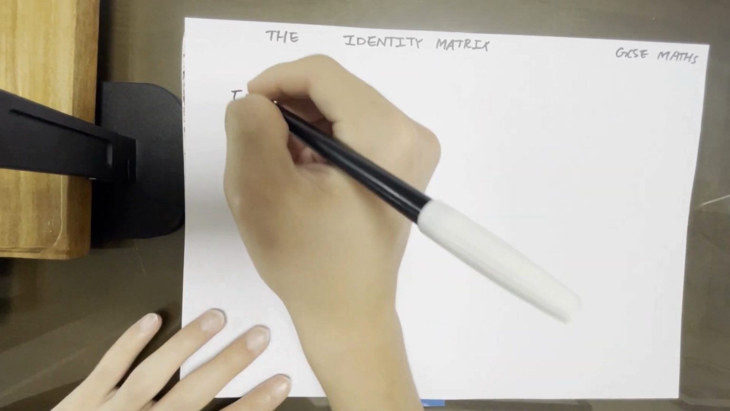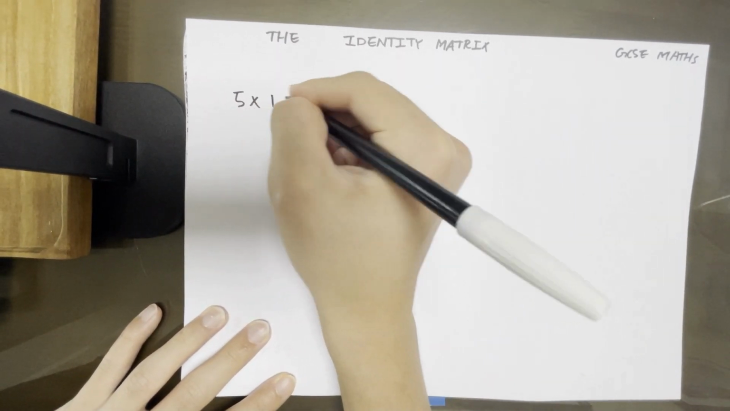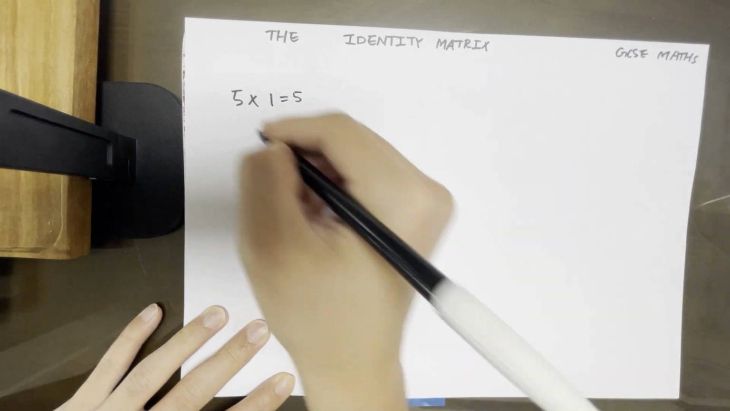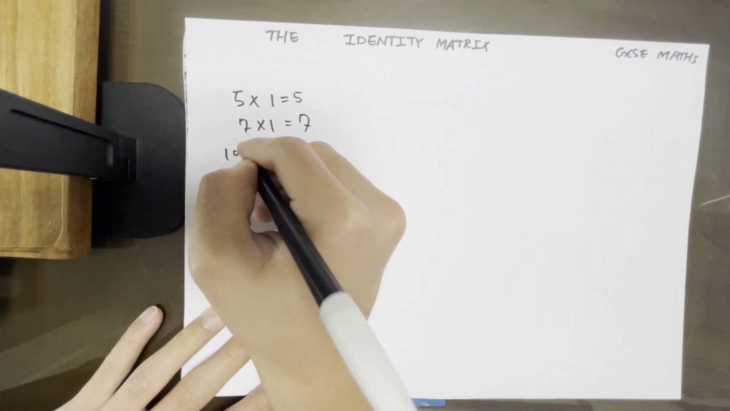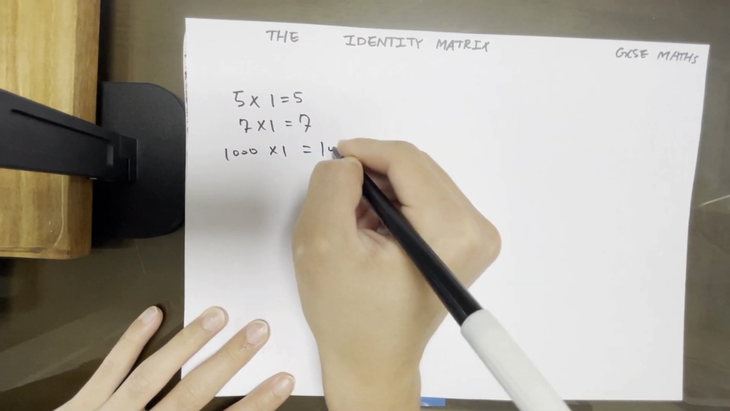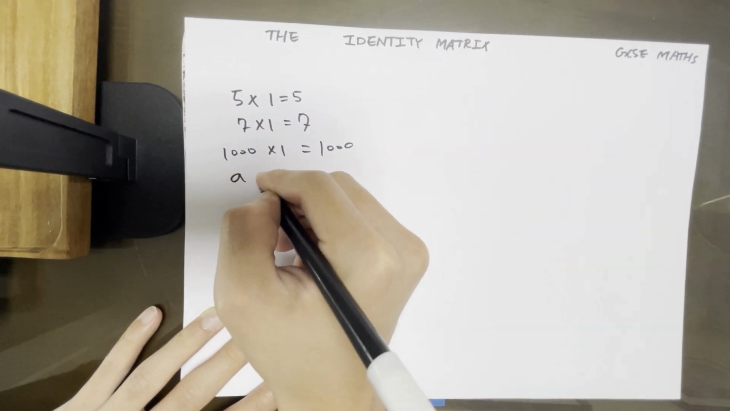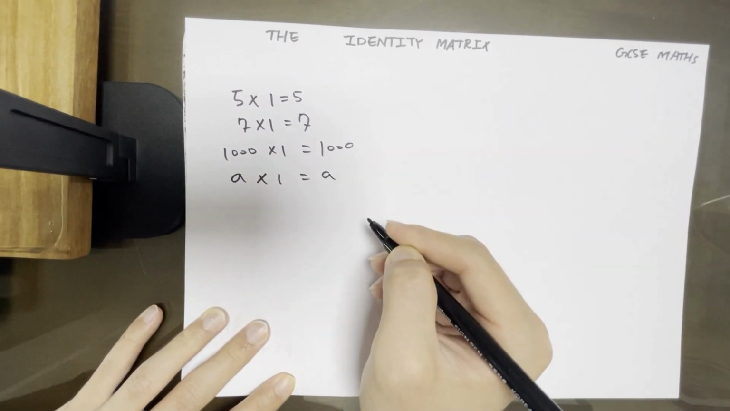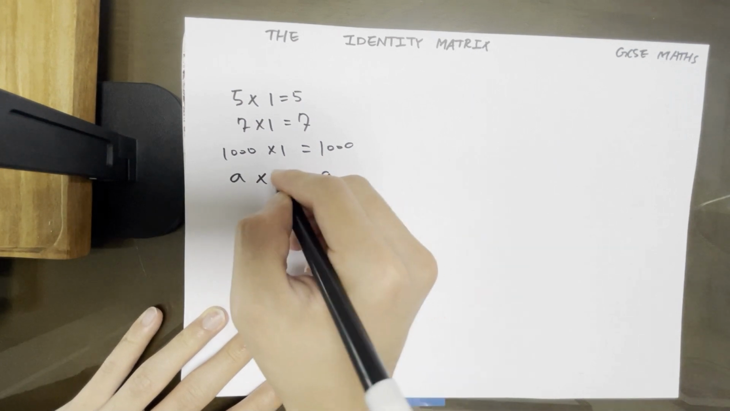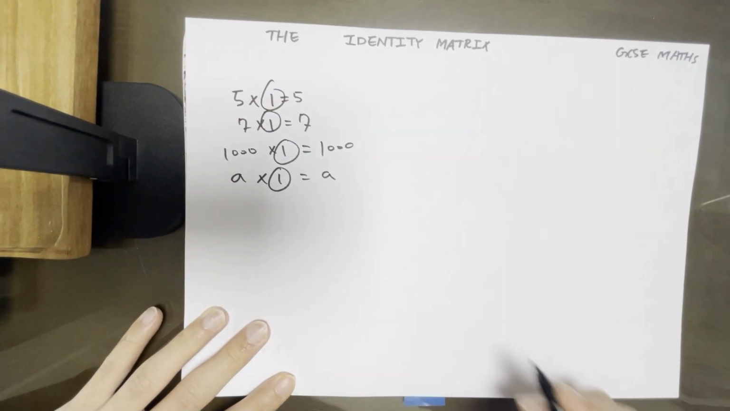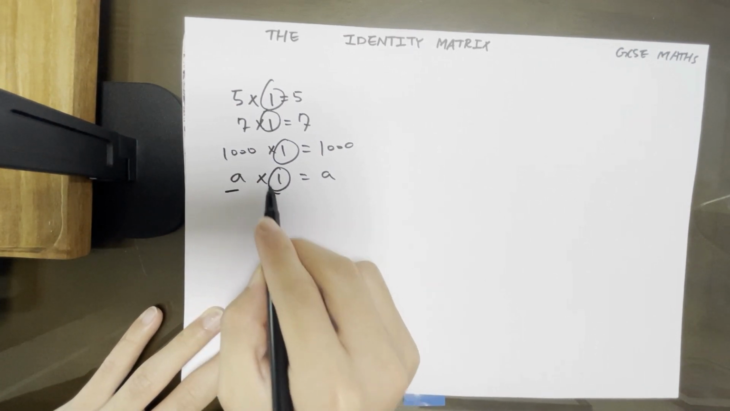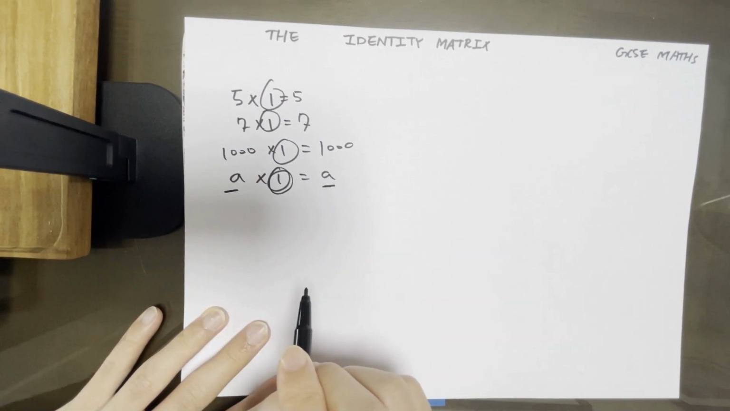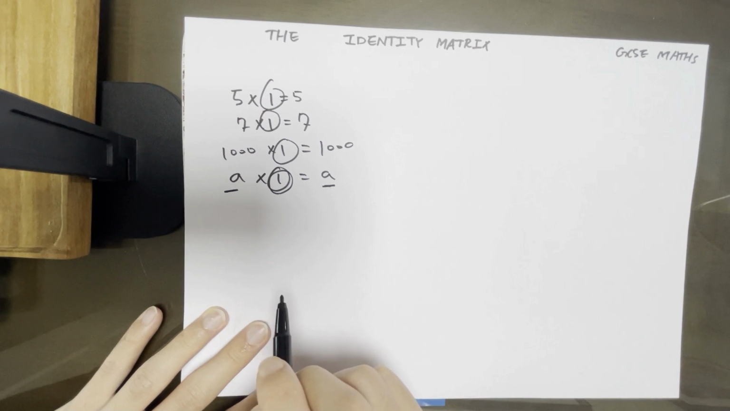5 times 1 is 5. 7 times 1 is 7. 1,000 times 1 is 1,000. A times 1 is A. Notice anything? Whatever your original number is, if you multiply by 1, you get your original number, right? That's called the identity element.